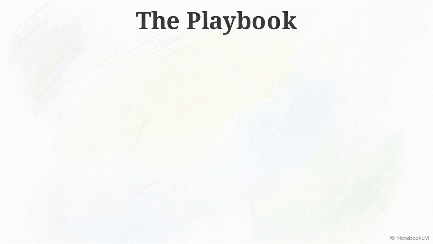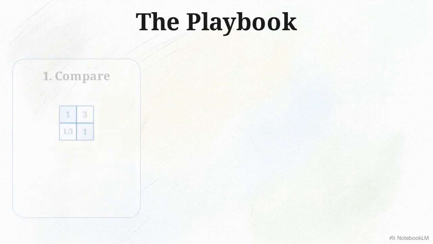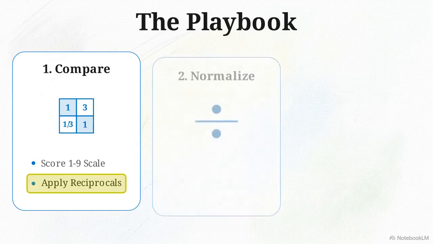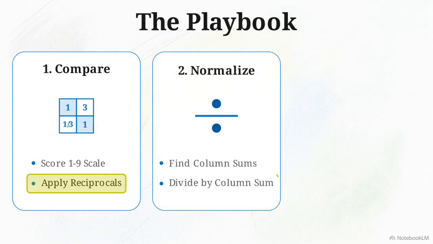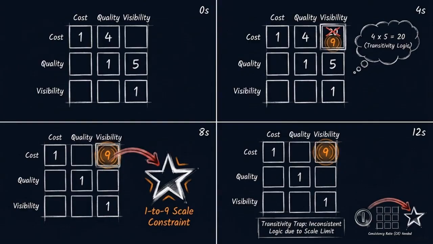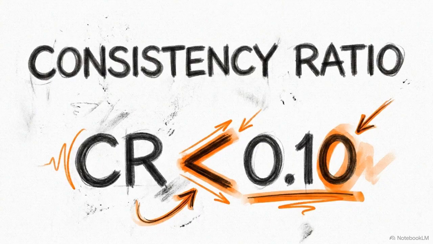The entire process boils down to a 3-step playbook. First, score your pairs from 1 to 9 and apply the reciprocals. Second, divide every cell by its column sum. Third, average the rows. Pairwise comparisons let you justify difficult choices with transparent math. But remember our transitivity trap. Because we intentionally used a 9 instead of a 20, our logic was slightly inconsistent. Next time, we will learn how to calculate exactly how much inconsistency is mathematically acceptable.